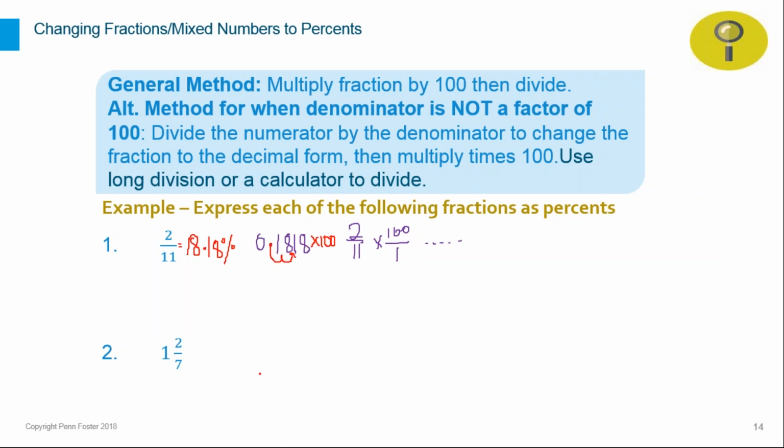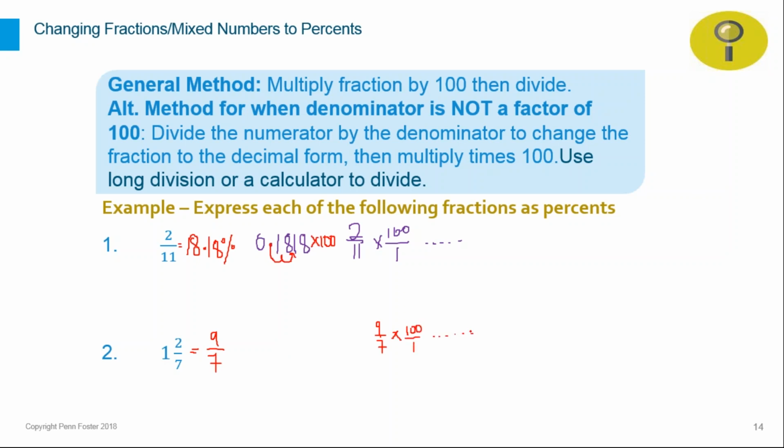The general method that you can do is change the mixed number 1 and 2 over 7 to an improper fraction form. The improper fraction form would be 1 times 7 is 7 plus 2 will give you a 9, and 7 will stay in the denominator. Take that and do the 9 over 7 times the 100 over 1 and finish your solution.